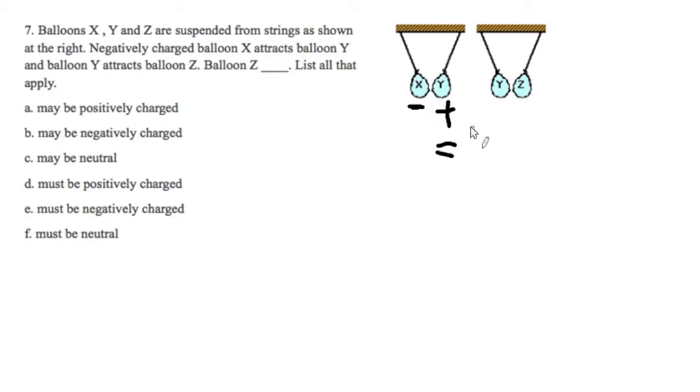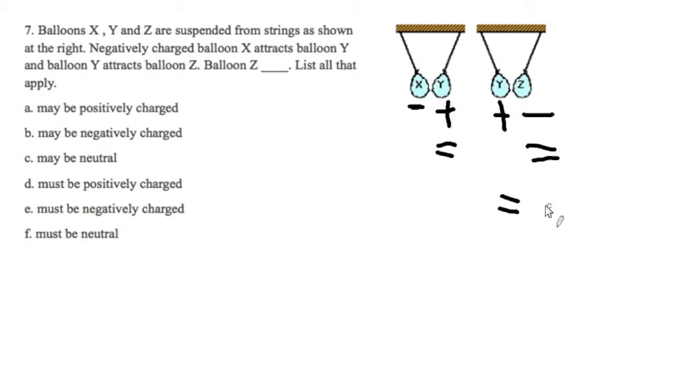So let's just take this case by case. If Y is positive, let's just assume it's positive, then Z must be negative or neutral. Then Z must be, so if Y is positive, then Z must be negative. And remember, because a neutral charge can attract a positive charge, Z can also be neutral. Now, let's say Y is neutral.